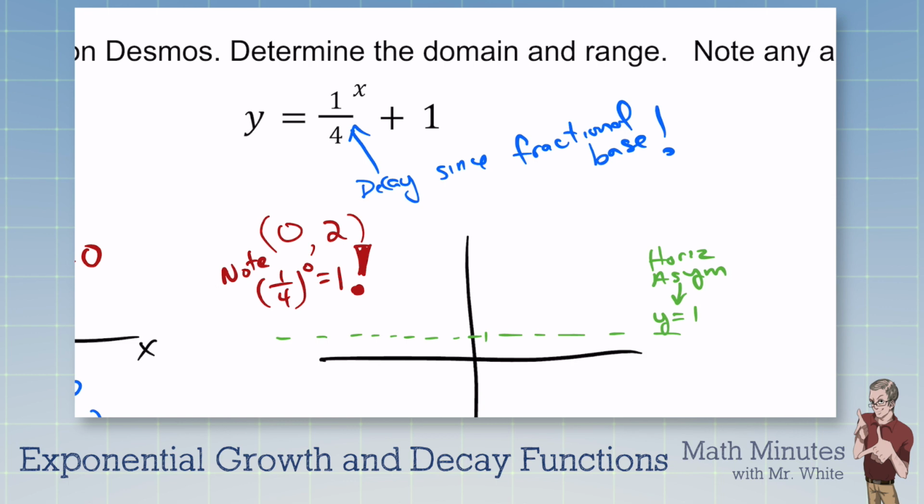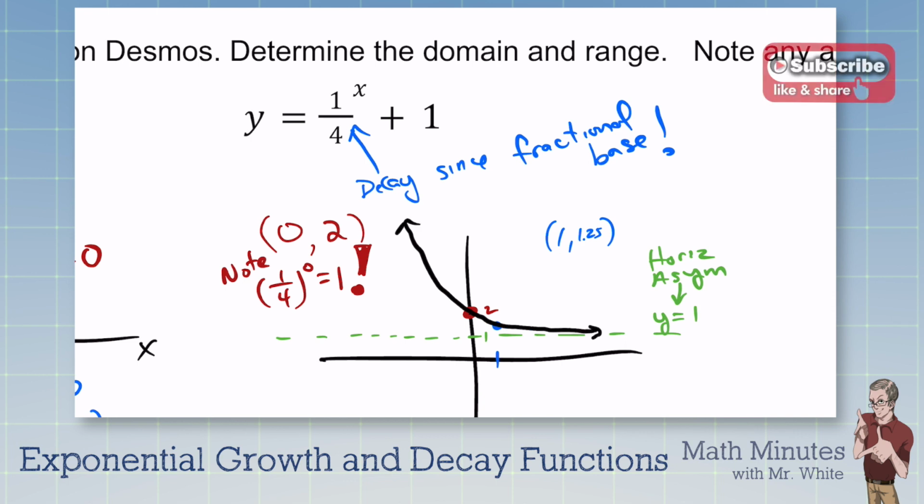So 0, 2 is right here. That's at 2. Now let's plug 1 in there. If you plug 1 in, you get 1.25 because it's going to be 1 plus 1/4. So that is a little bit lower, isn't it? So over 1, up 1.25, and you can see how it is decay after all. So let me graph the decay function. It's going to be getting really close to that horizontal asymptote.